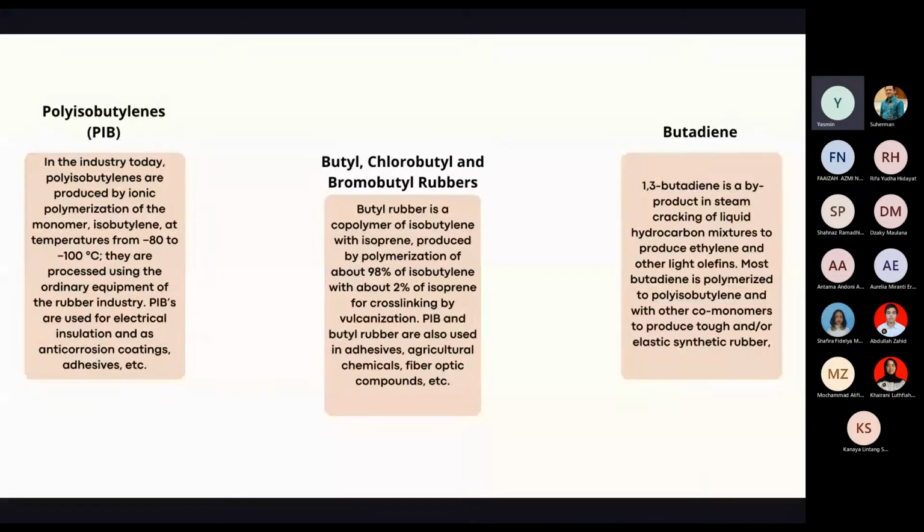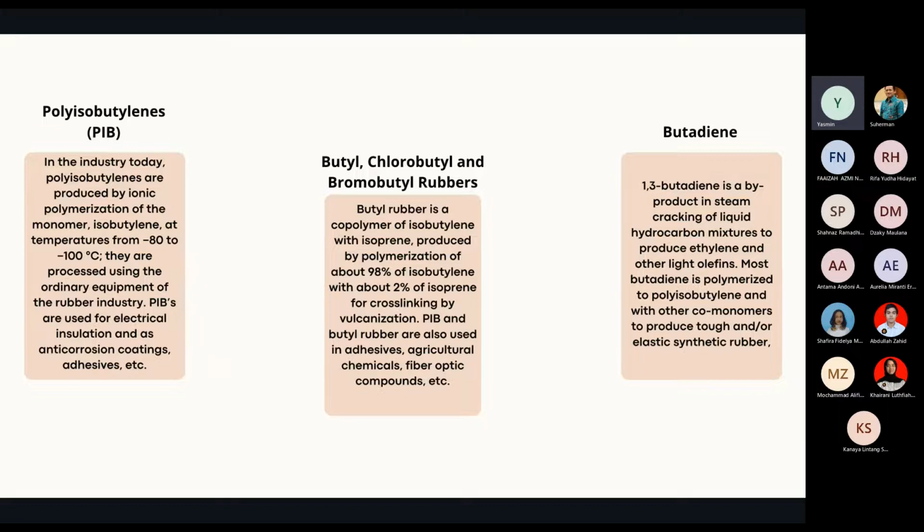So for the last three, we have polyisobutylene. In the industry today, polyisobutylene is produced by ionic polymerization of the monomer isobutylene at temperatures from minus 80 to minus 100 degrees Celsius. They are processed using the ordinary equipment of the rubber industry. PIB is used for electrical insulation and as anti-corrosion coatings and adhesives, and so on.